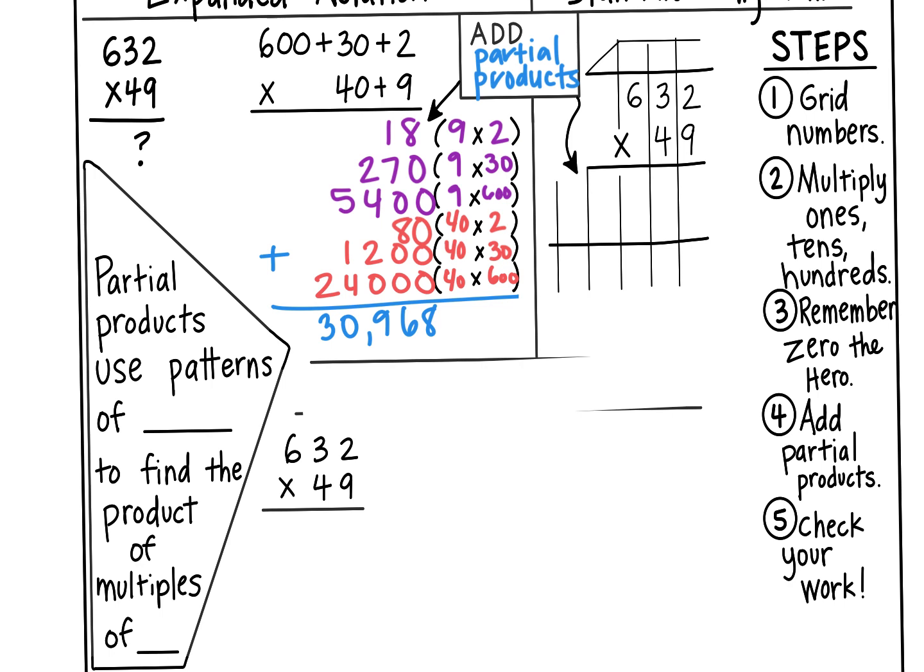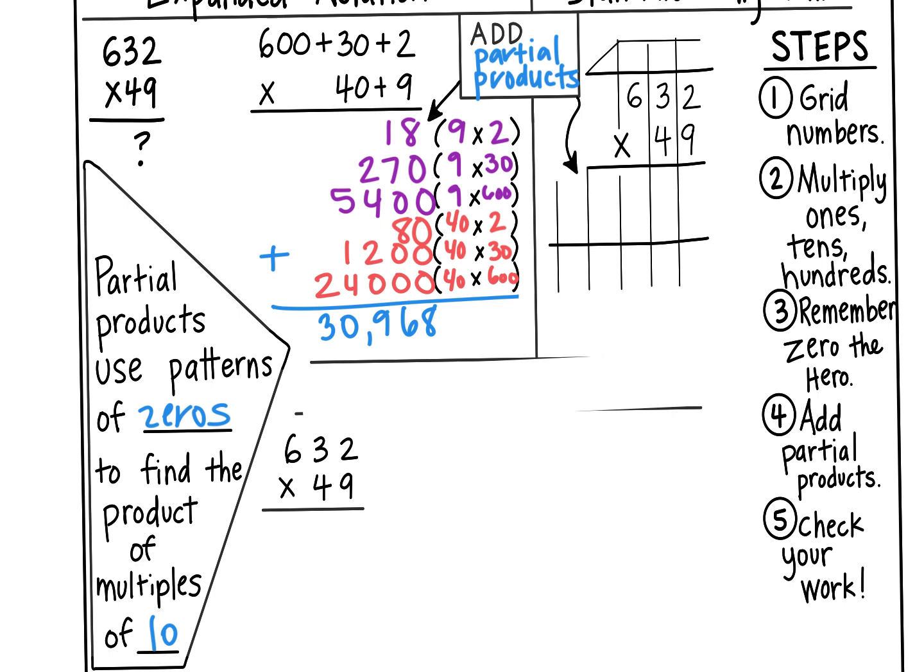Okay, so over here I'm going to make a note. Partial products use patterns of zeros. Do you see all of those zeros? They use patterns of zeros to find the product of multiples of 10. So that's a way to use expanded notation, looking at the value of each digit, multiplying the ones to the ones, the ones to the tens, the ones to the hundreds, and so on.